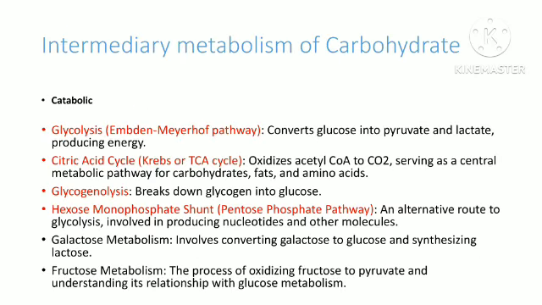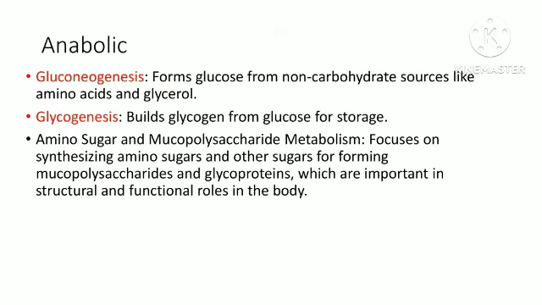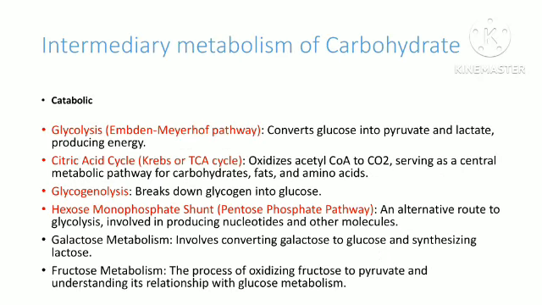The glycolysis pathway converts glucose into pyruvate and lactate, producing energy. The citric acid cycle, Krebs or TCA cycle, oxidizes acetyl-CoA to CO2, serving as a central metabolic pathway for carbohydrates, fats, and amino acids. Glycogenolysis breaks down glycogen into glucose. Hexose monophosphate shunt, the pentose phosphate pathway, is an alternative route to glycolysis, involved in producing nucleotides and other molecules.